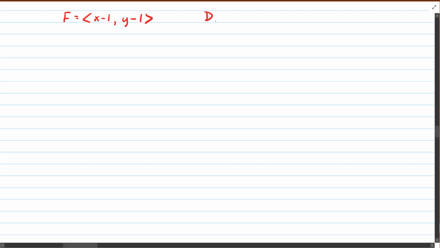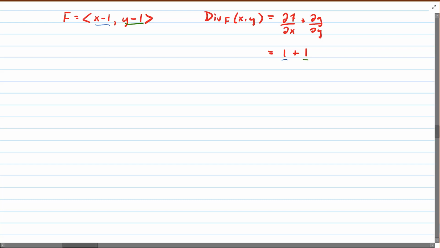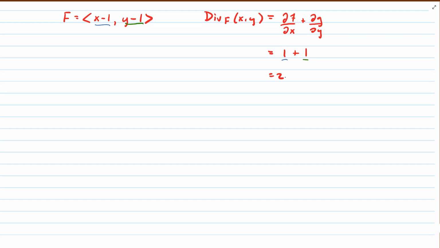So if we go ahead and take the divergence of this vector field, the divergence at any point is simply going to be the partial derivative of f with respect to x plus the partial derivative of g with respect to y. Taking these partials, we get 1 plus 1. That is, the partial derivative of x minus 1 was 1, and the partial derivative of y minus 1 was 1. So everywhere the divergence here is going to be 2. So we expect every point, since it doesn't matter which point we plug in, the divergence is always 2, we expect every point to be in some way behaving like a source.